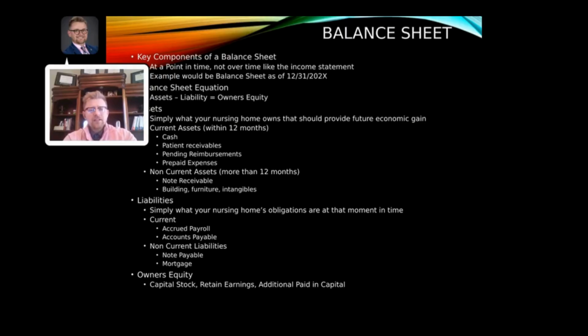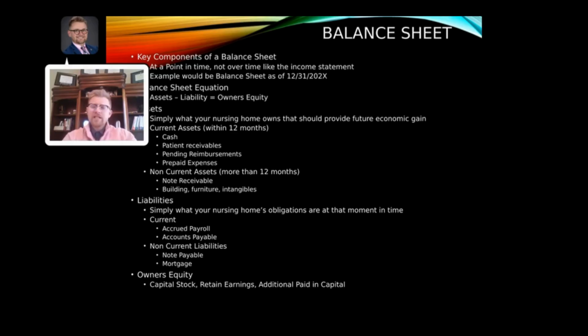Another asset component may be pending reimbursements. You may have some payments that you know are coming from an insurer that you haven't received yet. So that's a little different than patient receivables because it's coming directly from that insurance agency and it's maybe coming outside of a routine AR. That's something that you want to track as well because let me tell you, if you don't track that, odds are the insurance company isn't going to be beating down your door to pay you. So you have to keep track of any pending reimbursements.